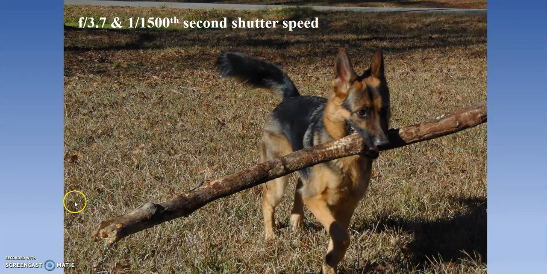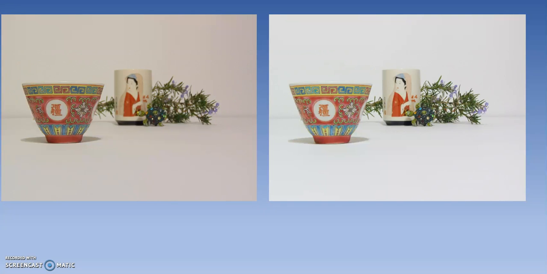This is a picture of my daughter's dog. We were outside on a bright sunny day. The aperture setting was f1.7. I had an ISO of 100 and a 1/1500th second shutter speed. It's a bright sunny day and he likes to pick up big sticks and run.